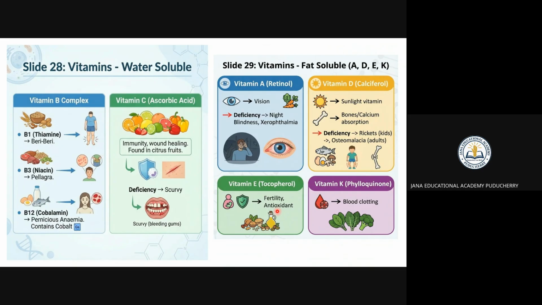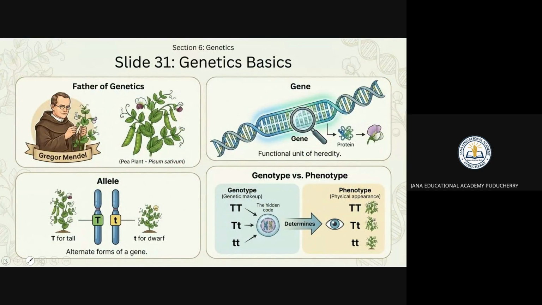You know that immunity, that is scurvy, happens because of vitamin C deficiency, right? For bone health, the deficiency is rickets. And for blood clotting, suppose bleeding is happening and you have to stop it, we need phylloquinone, which is nothing but vitamin K, right?